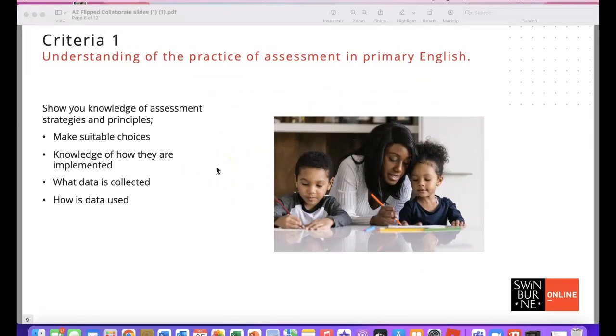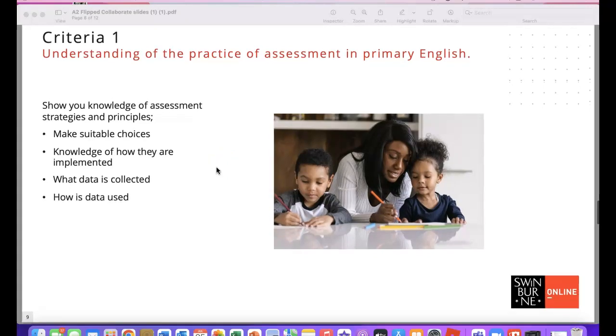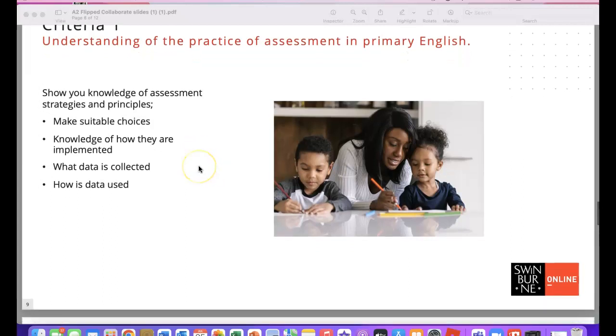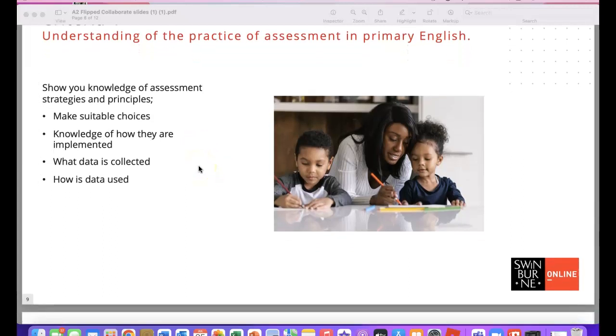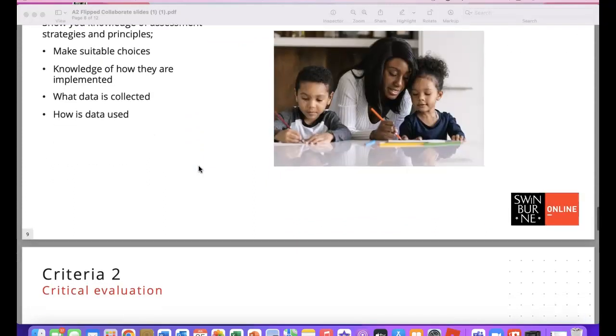The criteria that you're going to be marked against says that you've got an understanding of the practice of assessment in English, primary English. That means that you should be able to make suitable choices. So we obviously can see that you've got an assessment that's relevant to reading or writing, and both in that table at the beginning. You've got a knowledge of how they're implemented. You've got an understanding of how the data was collected and how the data is going to be used. All of those are covered in task 1 in your table.